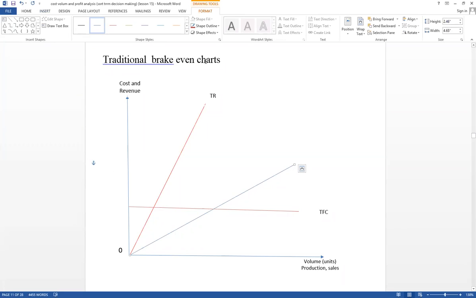This is the traditional break-even point chart. This is the way you draw total variable cost. It varies with the number of quantity. This is total variable cost, but no need to draw it. You have to draw total cost. Therefore, total cost equals total variable cost plus total fixed cost. So total cost starts from here. It is parallel to the total variable cost. But in this chart, no need to draw total variable cost.